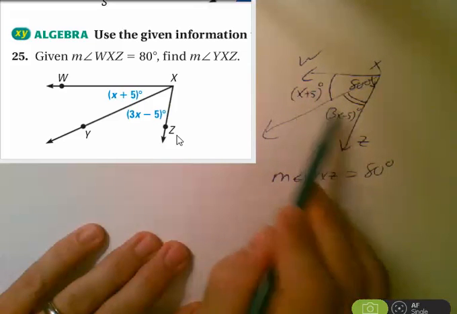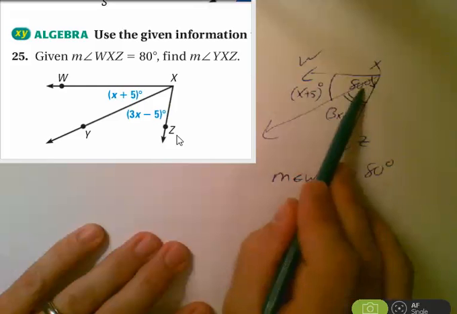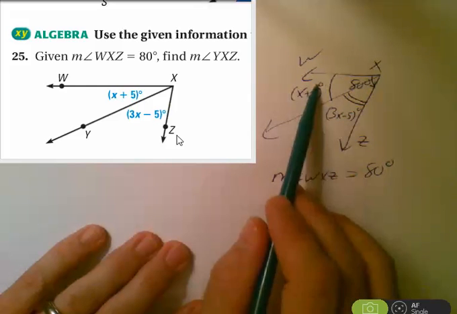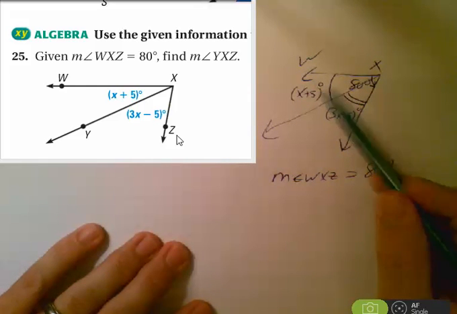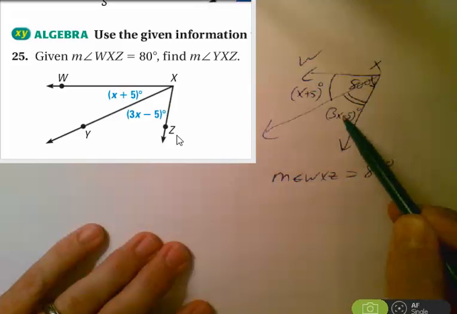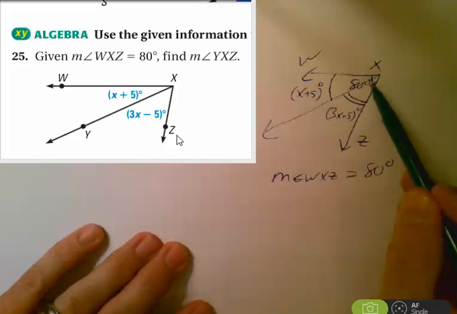And this one plus this one together must equal that 80 degrees. That's our angle addition postulate. Remember, little plus little make big. So x plus 5 plus 3x minus 5 is going to equal the 80.